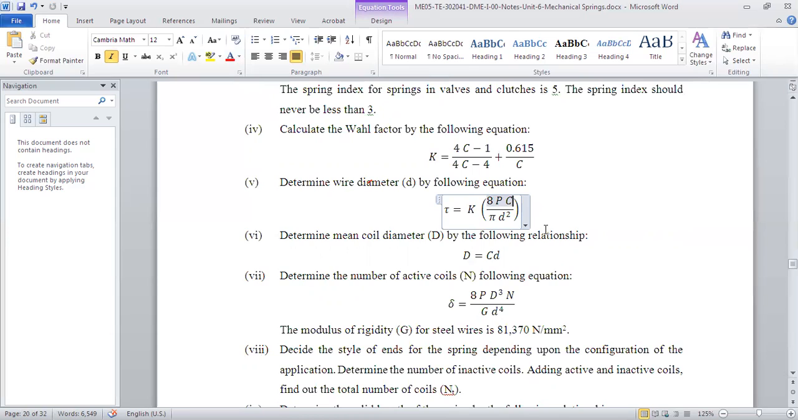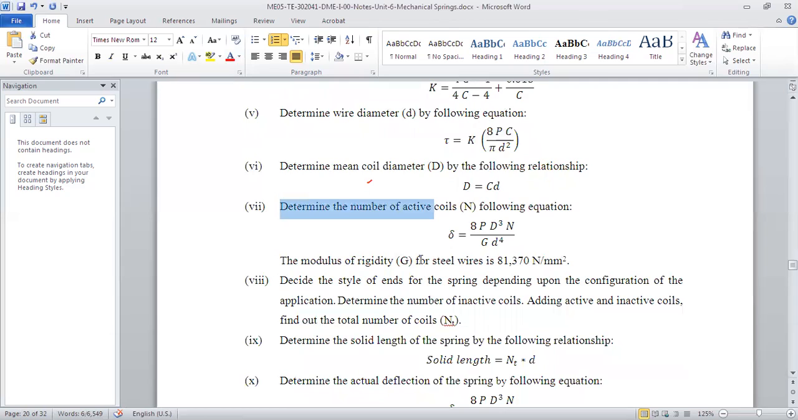Right? So using this formula of shear stress in the spring with the Wahl factor, we can calculate the diameter of the spring. Once we know the diameter of the spring d, then we can find out the coil diameter using capital D by c. D is equal to c into d, right? Because spring index is equal to capital D upon small d. So capital D is equal to c into small d, right? So we know coil diameter. Now we can find out the deflection of the spring, right? We know allowable deflection of the spring, and we have the formula for deflection of the spring as delta is equal to 8PD cubed n upon G d raised to 4.